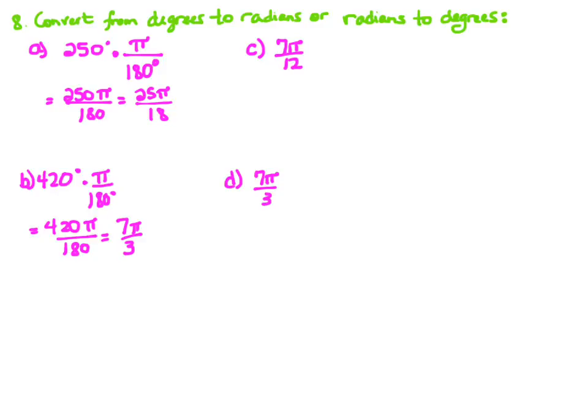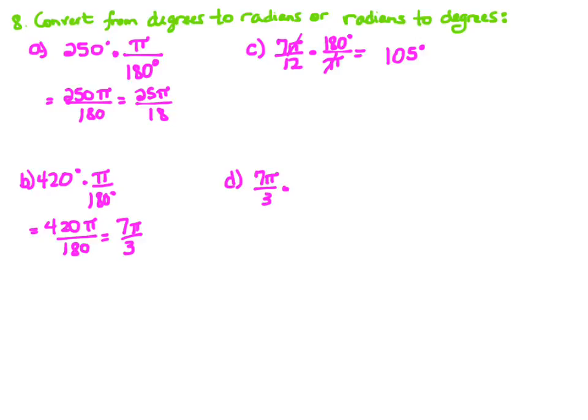All right, now question C, I'm starting out with radians and I want to end up with degrees. So this time I want my pi radians to be in the denominator, so my radians will cancel out, and the 180 degrees on the top, so that I end up with degrees. I have a pi on the top and the bottom, and those are going to cancel out. And then 7 times 180 divided by 12 leaves me with an angle of 105 degrees.